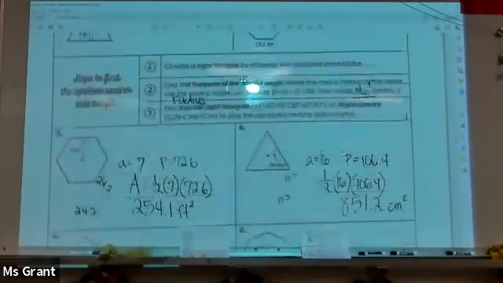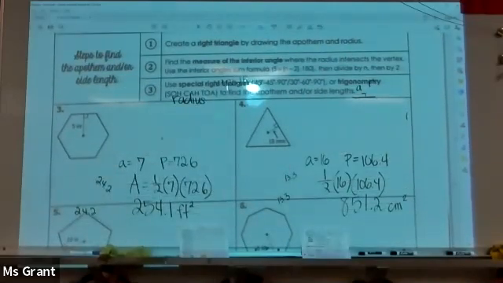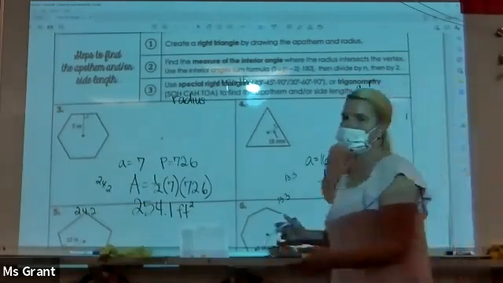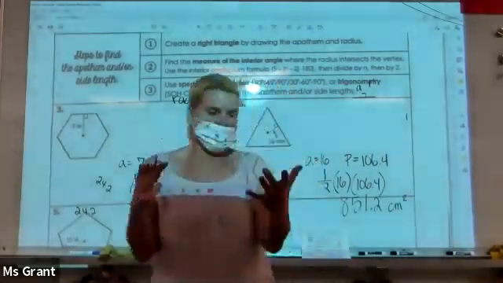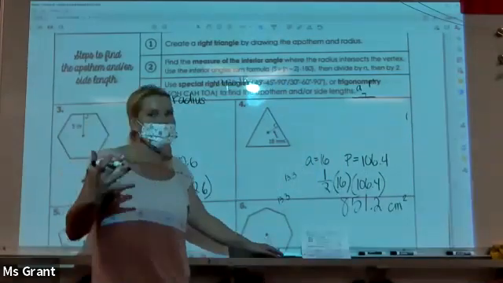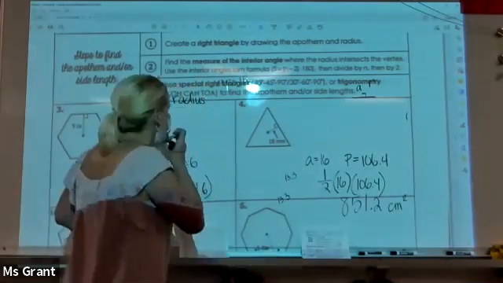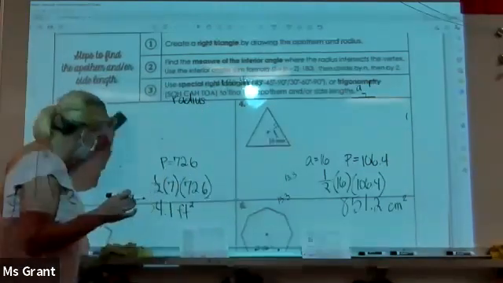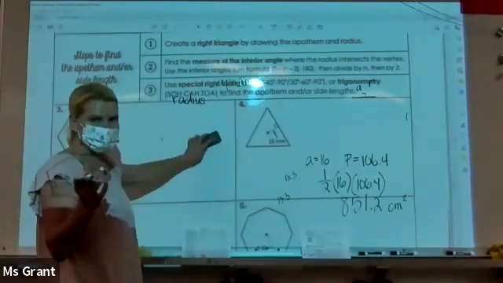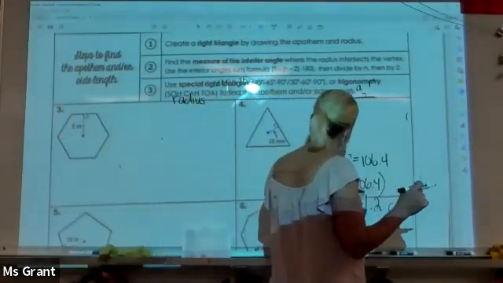Okay, so now I'm not going to give you the apothem, or I might not give you the side length, and you have to figure it out, because I still need the perimeter, and I still need the apothem. But what if I'm not given the apothem? Or what if I'm not given a side length?